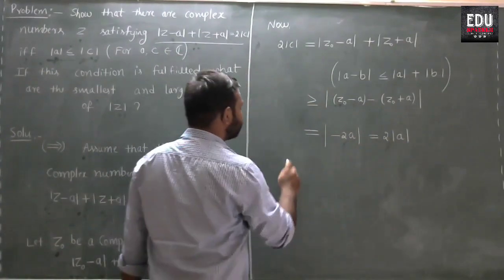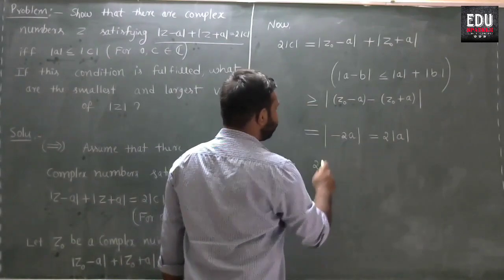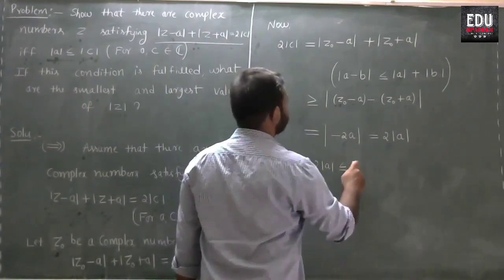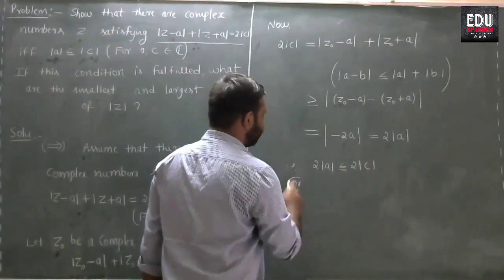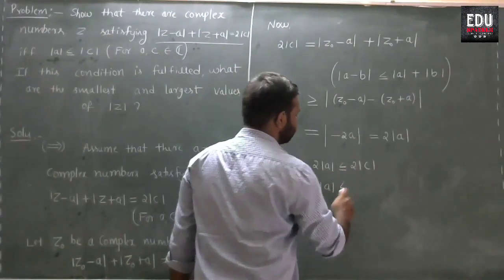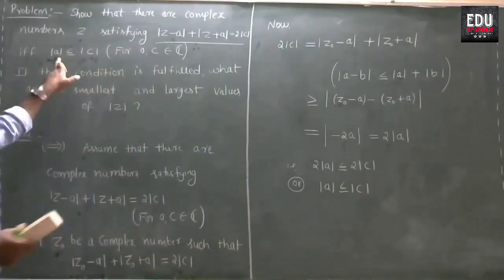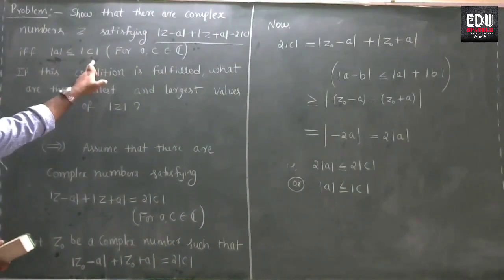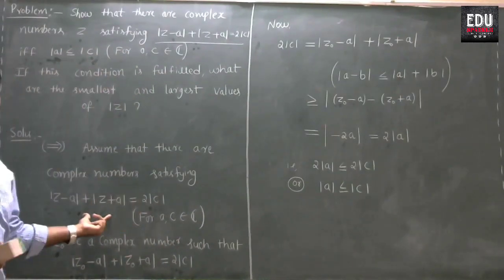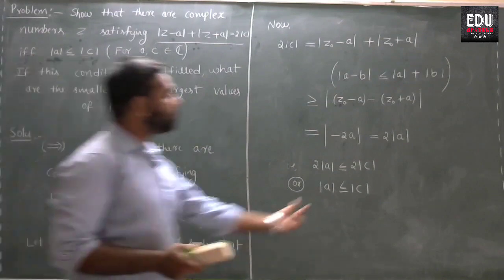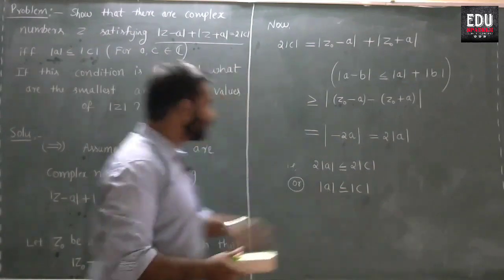So what we got is that 2 into modulus of a is less than or equal to 2 into modulus of c, or equivalently modulus of a is less than or equal to modulus of c. We got the result. So that means if there are complex numbers satisfying this equation, then obviously modulus of a will be less than or equal to modulus of c. Now the converse part.